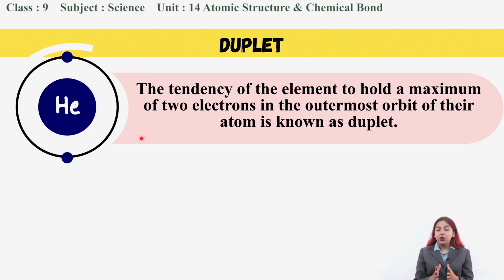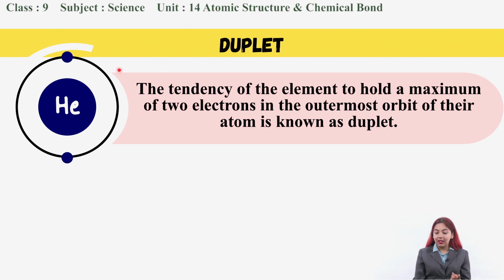Duplet is the tendency of an element to hold a maximum of 2 electrons in its outermost orbit. If an atom has a single orbit, then it has the tendency to hold a maximum of 2 electrons in its outermost orbit. For example, we can see here the helium atom has 2 electrons in its outermost orbit. So the helium atom is in duplet state. Since it already possesses 2 electrons in its outermost orbit, it is stable. Hence it does not readily participate in any chemical reaction. That's why it is also called a noble gas.